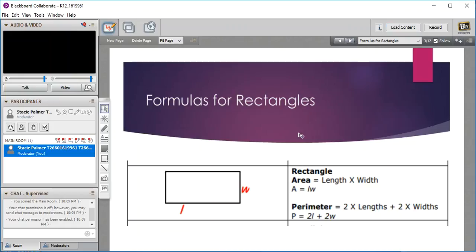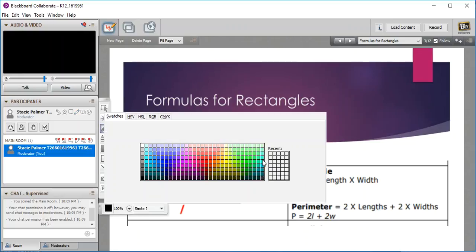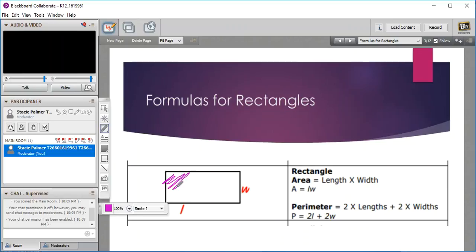So the first formula we want to talk about today is the formulas for rectangles. If you want to find the area of a rectangle, you take the length of the rectangle and you multiply it by the width. Now the area, that is the space that is inside the shape. So this right here, this is the area.